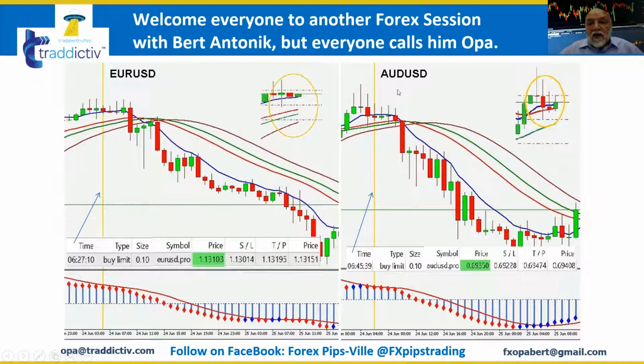All right, so let's look at the Aussie now. Here again, this vertical yellow line is the period in which the trade was taken. One, two, three, four hours later, the trade was executed, the buy, and then immediately after that, the next hour, it was stopped out.